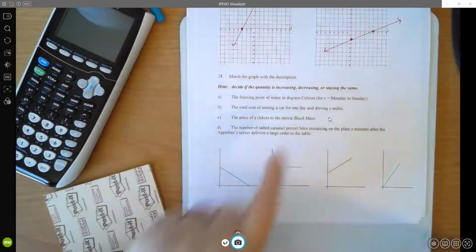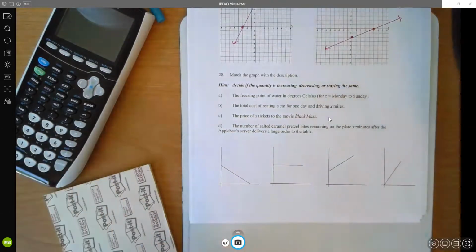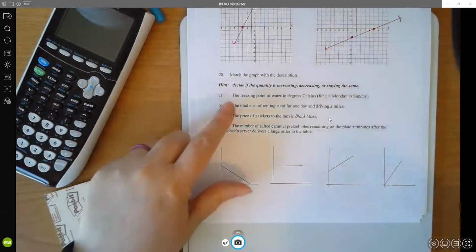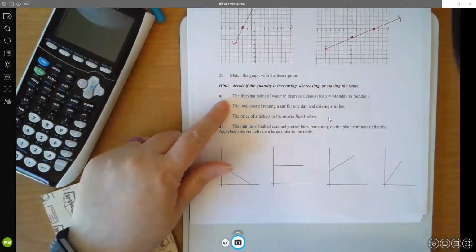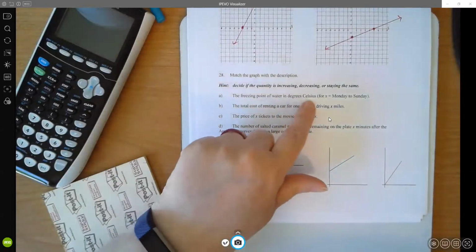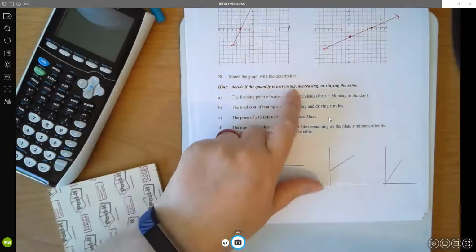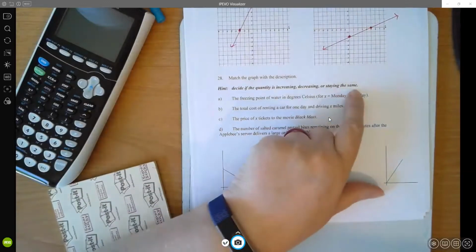So the freezing point of water in Celsius for x equals Monday to Sunday. Okay, so the x values would be Monday, Tuesday, Wednesday, Thursday, Friday, Saturday, Sunday. And the freezing point of water would be my output. Now, I may not know what the freezing point of water in degrees Celsius is, but it doesn't really matter, because my question is, would it be increasing, decreasing, or staying the same?